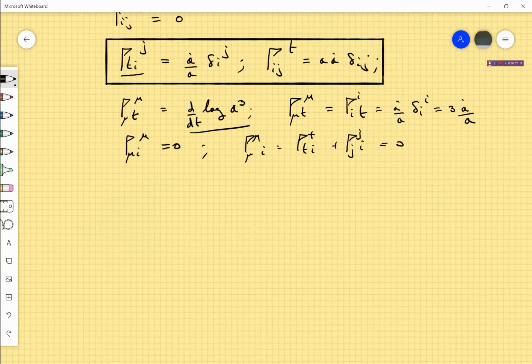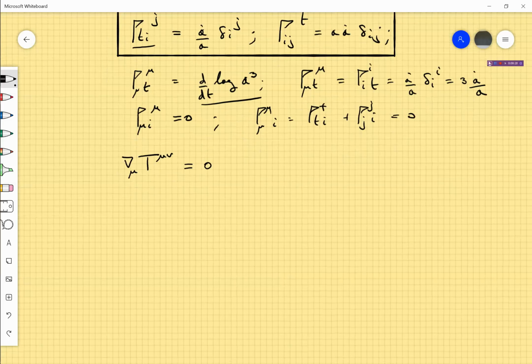Okay, now that we have run this test, we can go to the equation that we want to check, or rather the equation whose meaning we want to interpret, because we said that this equation becomes the equation of motion of the fluid. It will tell us something about the pressure and the energy density. So let us first write this equation in detail.